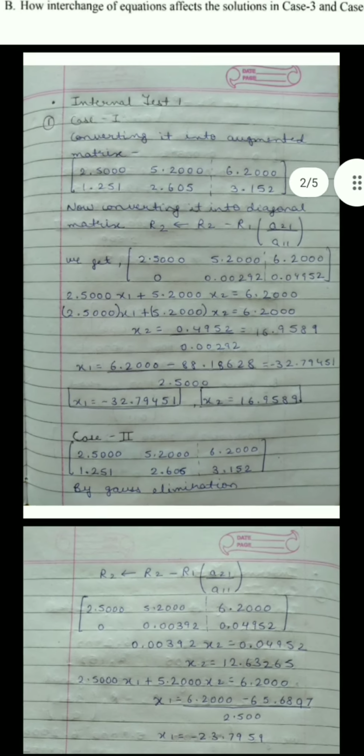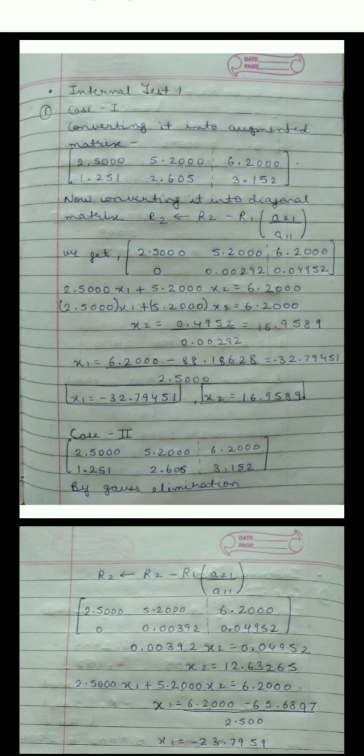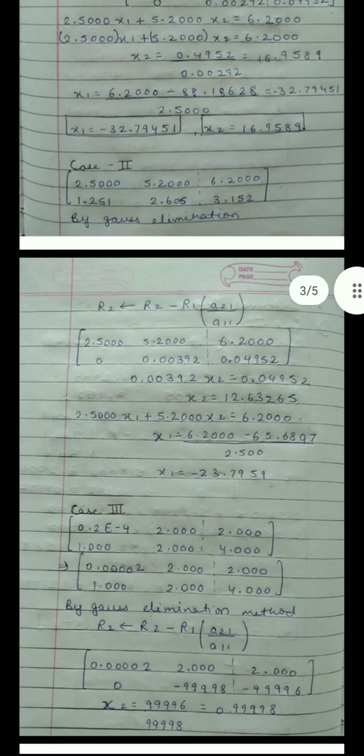Write an algorithm or flowchart to solve the following pair of equations for x and y. In case 1, we will apply Gauss elimination method, that is R2 equals R2 minus R1 into A21 upon A11. By solving this, we will get the value of x1 equals minus 32.79451 and x2 equals 16.9589.